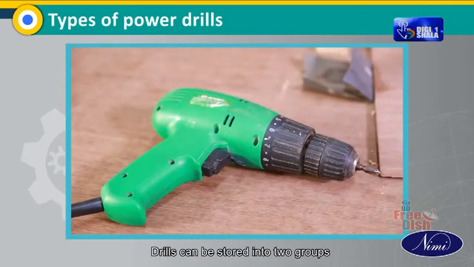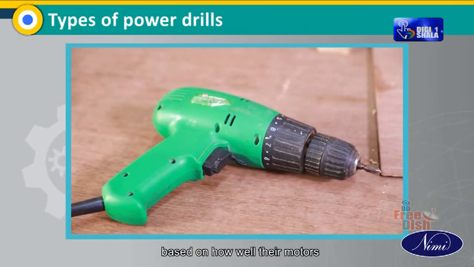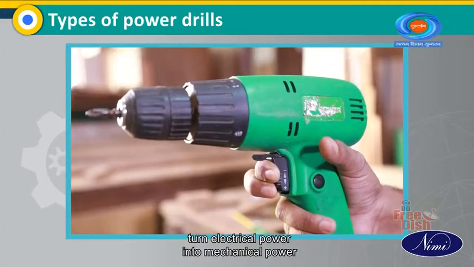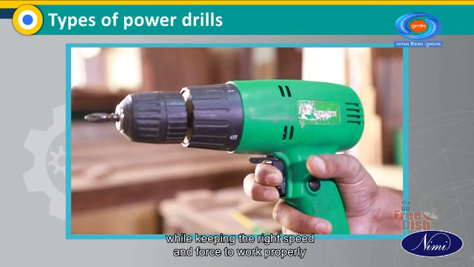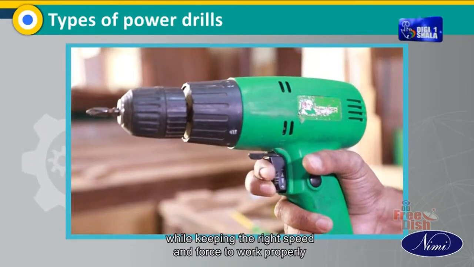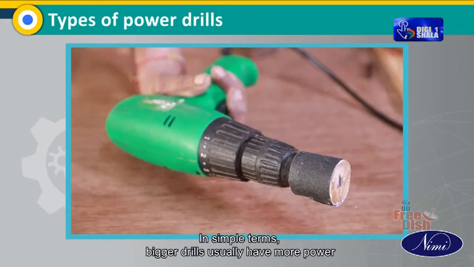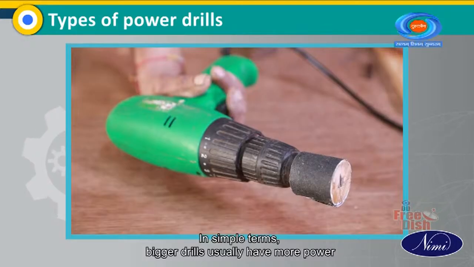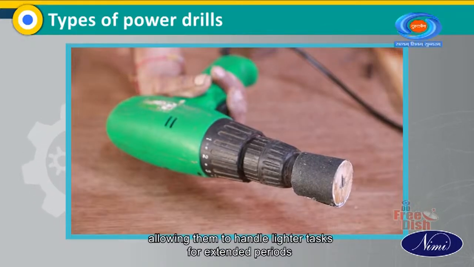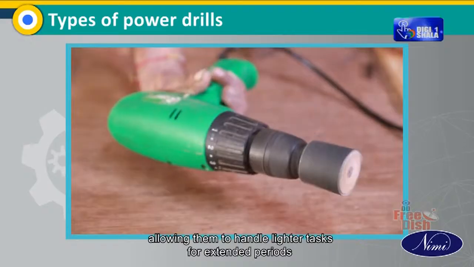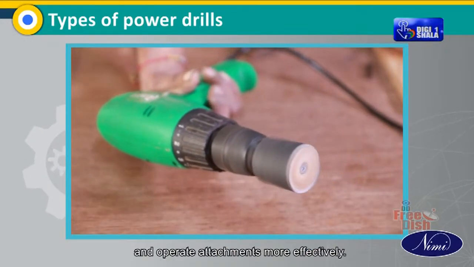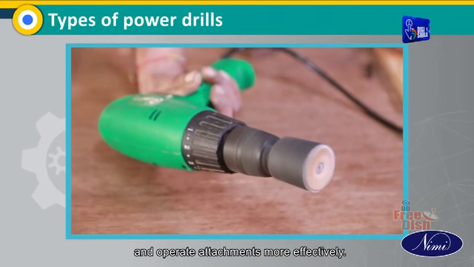Drills can be sorted into two groups based on how well their motors turn electrical power into mechanical power while keeping the right speed and force to work properly without getting too hot. In simple terms, bigger drills usually have more power, allowing them to handle lighter tasks for extended periods and operate attachments more effectively.